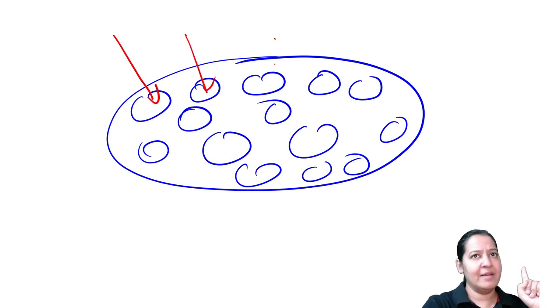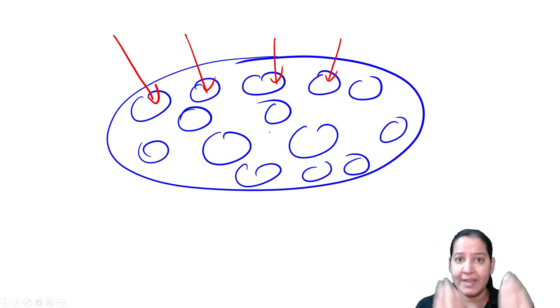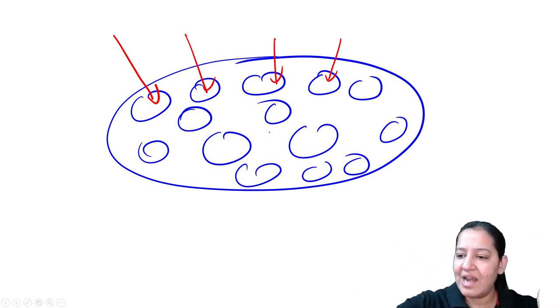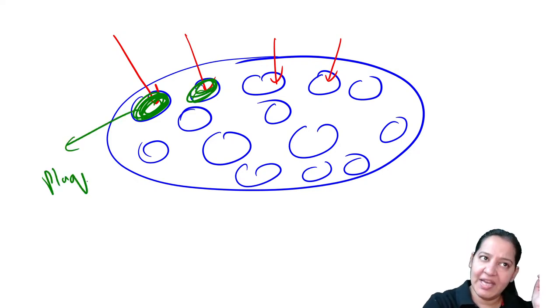So the virus will enter inside the cell. As many viruses, so many cells. One virus enters one cell. The virus will enter inside the cell, replicate and cause lysis of the cell. So the lysed cell will be visible in the form of a lesion. The lesion here is known as plaque.